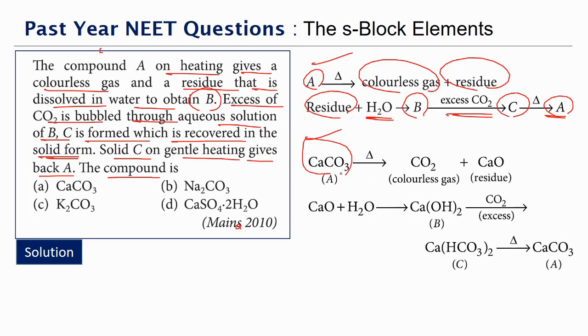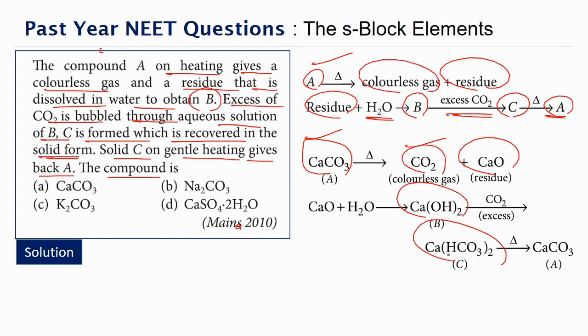When calcium carbonate, that's the limestone, is heated, it will give us what? Quicklime, calcium oxide, that is the residue, and a colorless gas. CO2 is of course a colorless gas. Now the calcium oxide when dissolved in water will be giving us the calcium hydroxide. Okay, and the calcium hydroxide B, when we bubble CO2 through it, we will be getting what? Calcium hydrogen carbonate or calcium bicarbonate.